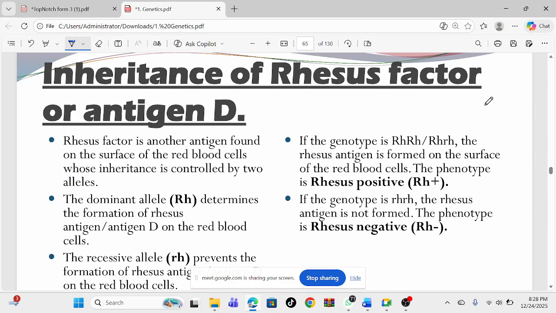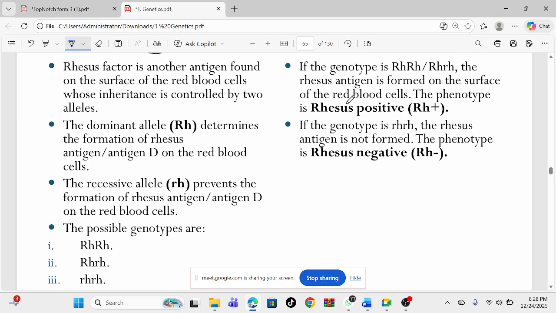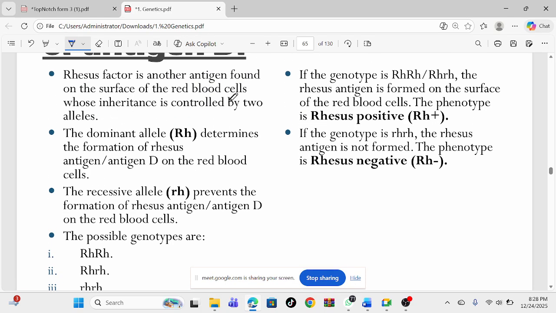So let's come to inheritance of the rhesus factor. This is just form 2 work, not much. Rhesus factor is also another antigen found on the surface of the red blood cells. The dominant allele RH, rhesus is written like this, determines the formation of the rhesus antigen known as antigen D. So when you hear rhesus, it is just antigen D in the red blood cells.